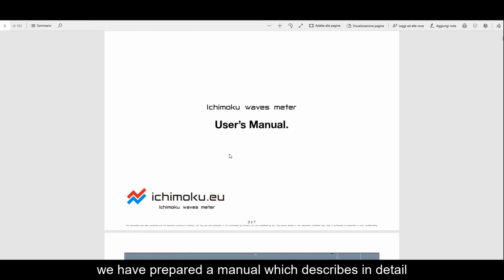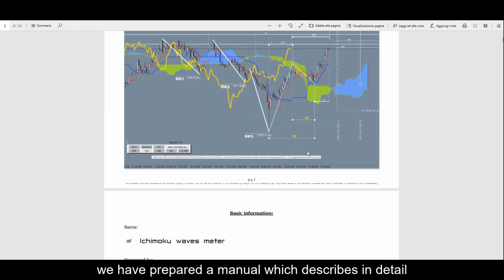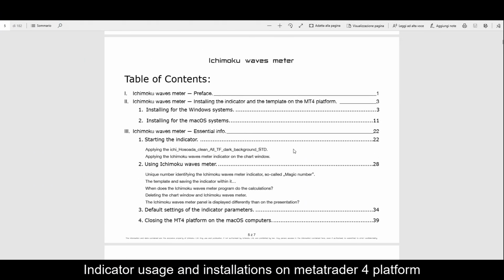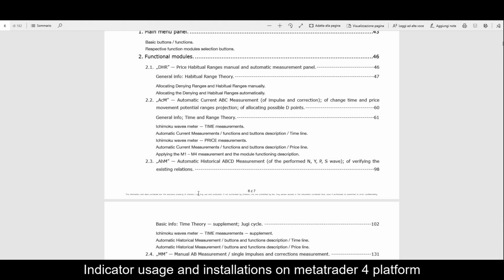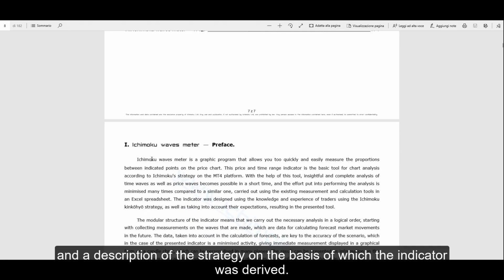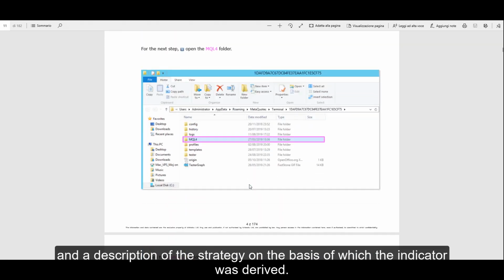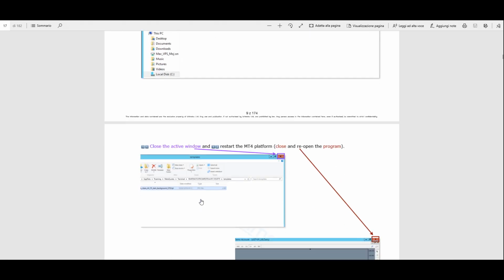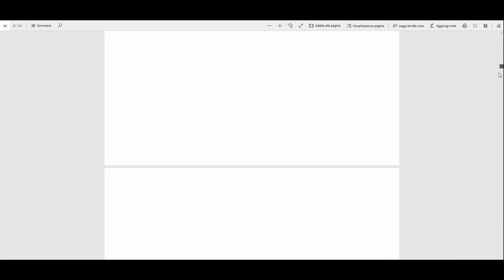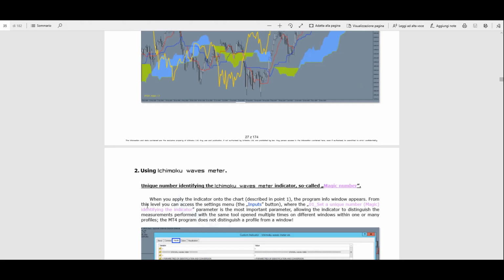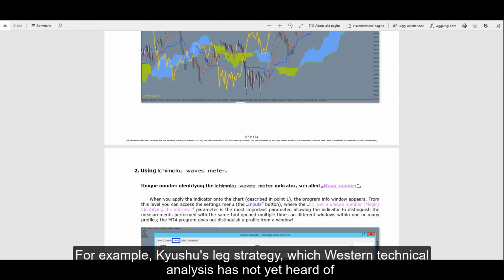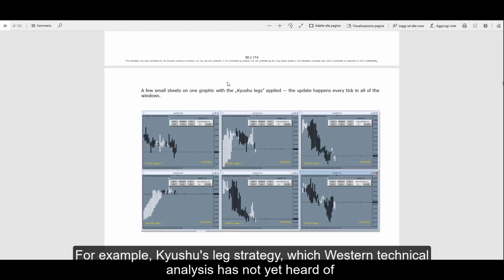We have prepared a manual which describes in detail indicator usage and installation on the MetaTrader 4 platform, and a description of the strategy on the basis of which the indicator was derived. For example, Kyushu's leg strategy, which Western technical analysis has not yet heard of.